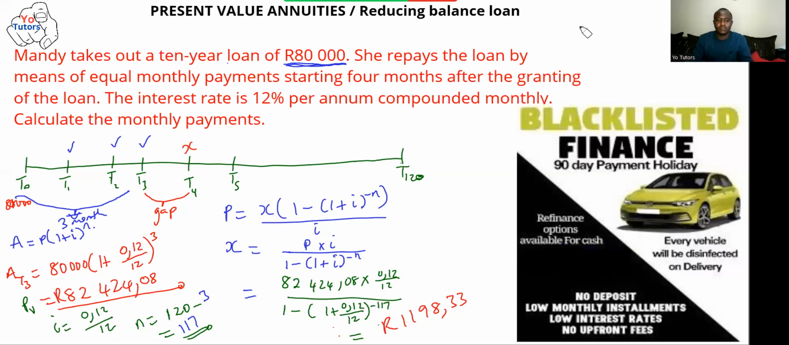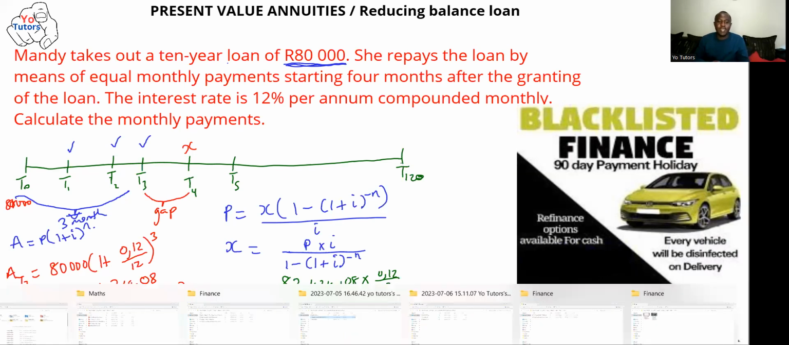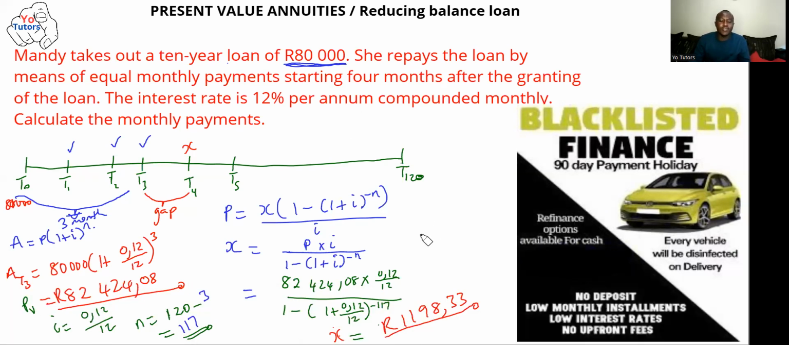Okay, so I think that's what we need to understand for this class. Our answer there is 1,198.33. Okay, so that's what's going to be paid on a monthly basis. That's our X that should be paid. So I think, guys, you have mastered what needs to be done.